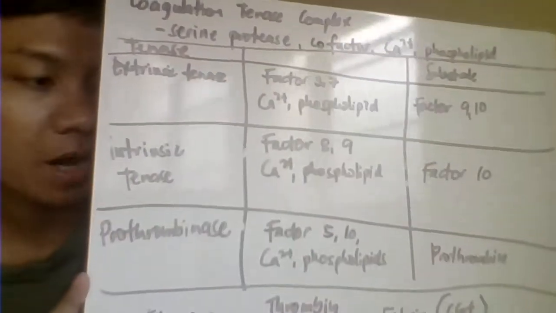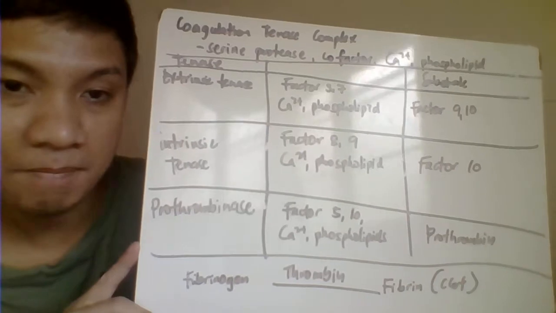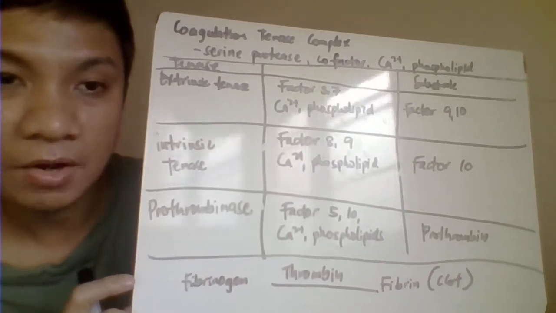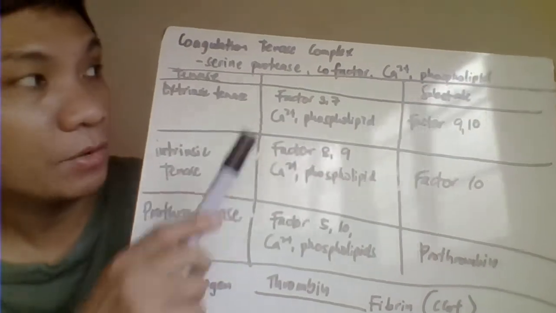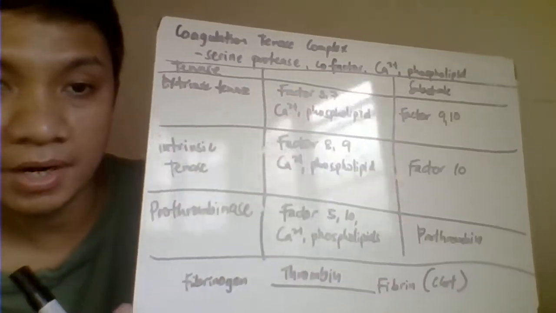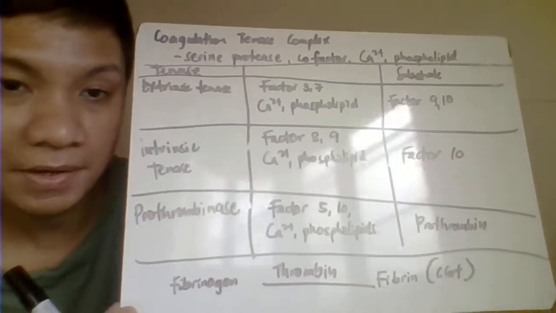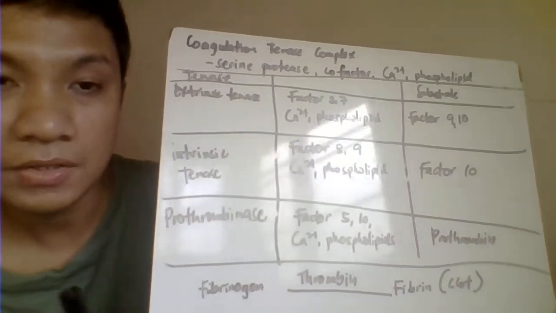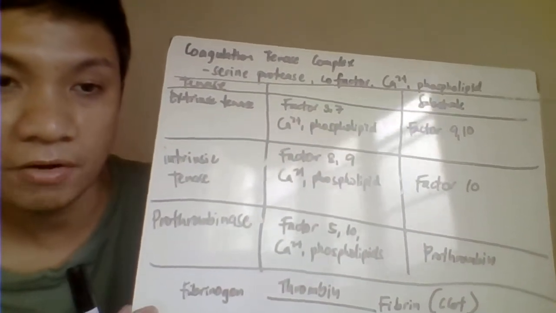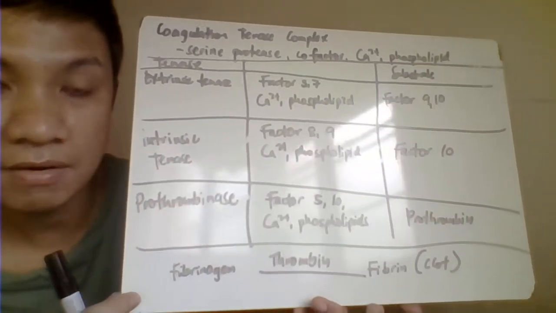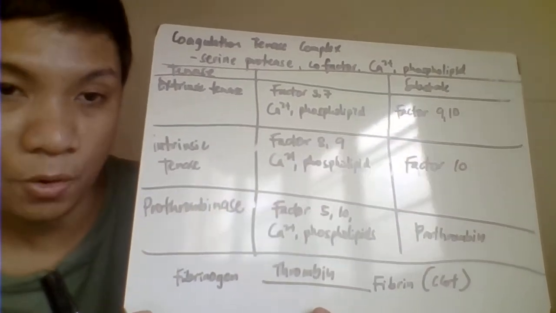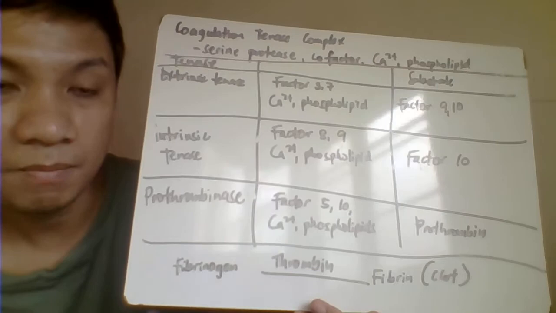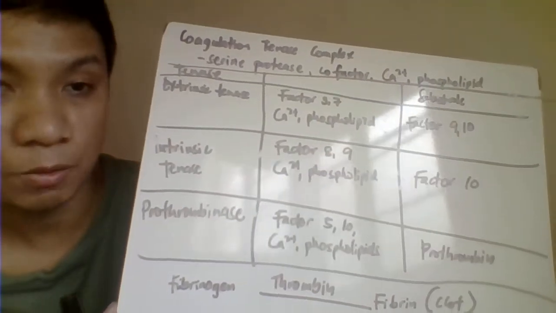Okay, speaking of our coagulation kinase complex, it is the combination of your serine protease, another one, your cofactor, and also the calcium and phospholipids. So again, the coagulation kinase complex, in the case of your vitamin K-dependent coagulation factors, they could form the kinase complex once they undergo the gamma carboxylation process with the addition of a second carboxyl group.